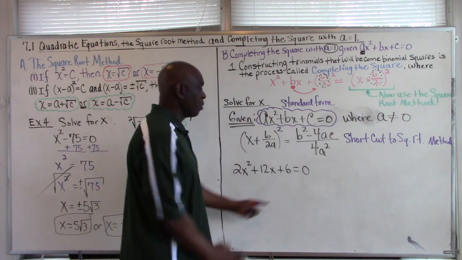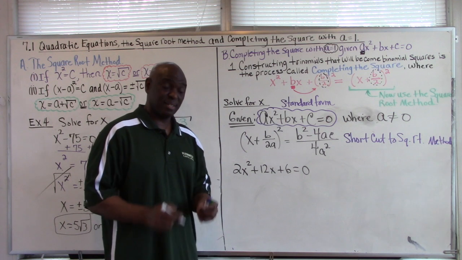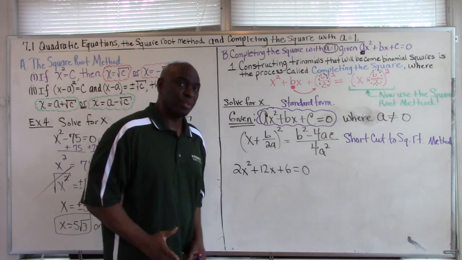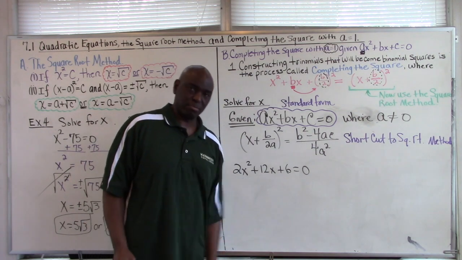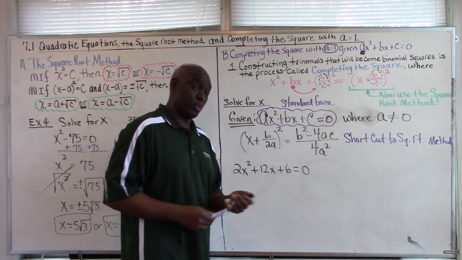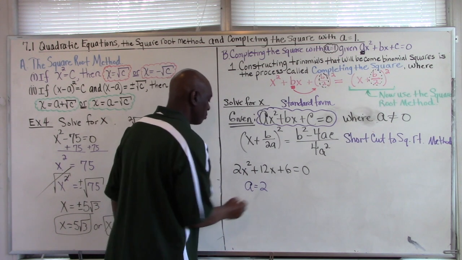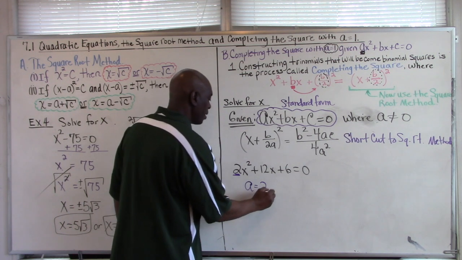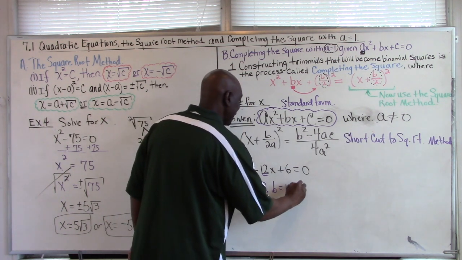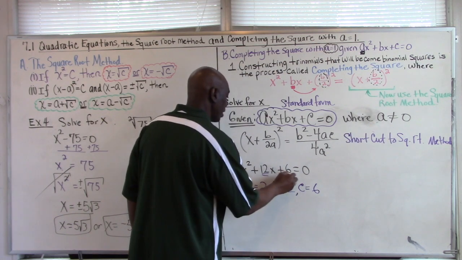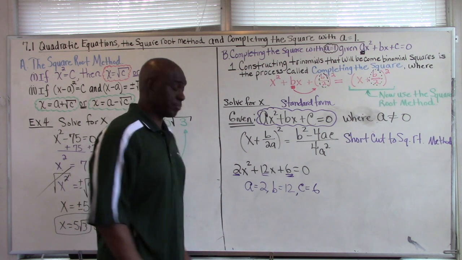On the second example, I'm already in standard form. See, I have a 0 on the right side. Okay? If you want, you don't have to divide by 2 in this case. Just identify A, B, C and keep it moving. Let's do it. A is 2 right here. B is 12 right there. And C is 6 right here. Put it in.